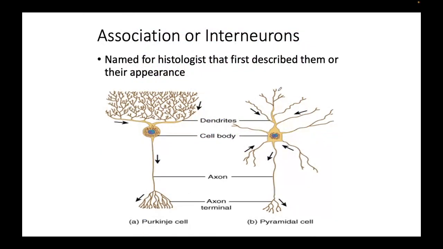And sometimes the interneurons are named association or interneuron, but these association neurons or interneurons can be named after the histologists that first discovered and described them, and sometimes by their shape or by their appearance. So when we look at the pyramidal cell, it's because the cell body is more pyramid shaped. And Purkinje fibers, which are pretty common within the cerebellum and in the brain, these Purkinje cells are named after the histologist.